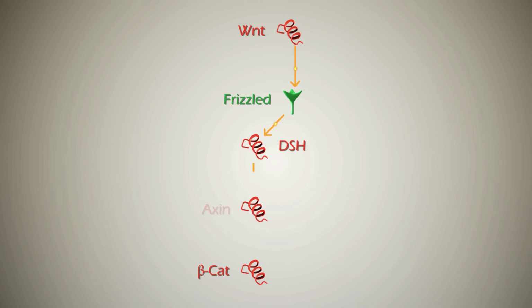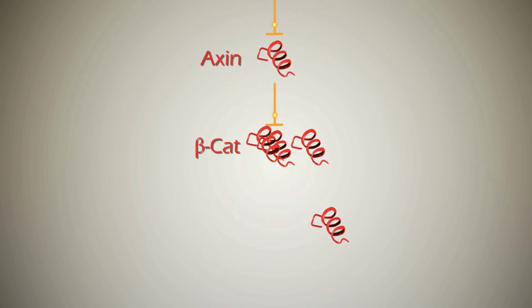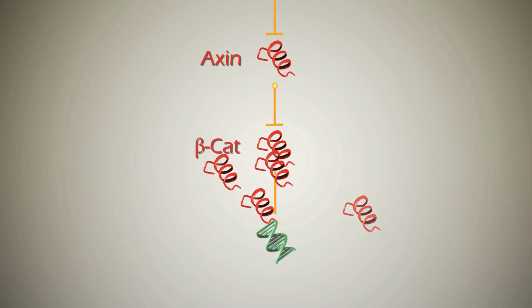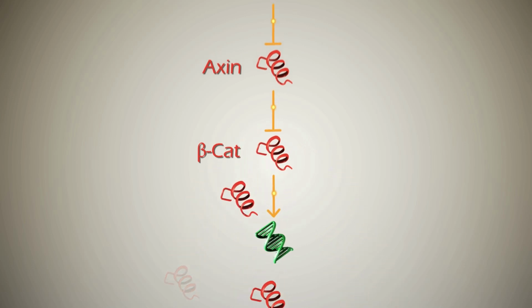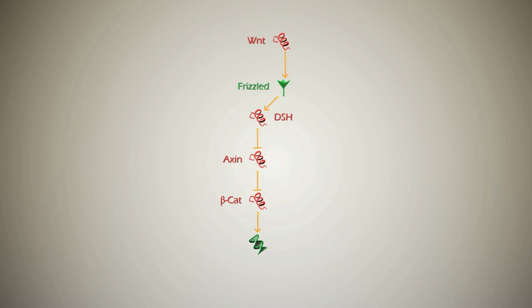dishevelled inhibits the action of axin. Axin then marks beta-catenin for degradation. The inhibition of axin allows beta-catenin to accumulate and travel to the nucleus, where it activates DNA binding proteins. Wnt signalling is therefore responsible for activating certain target genes.